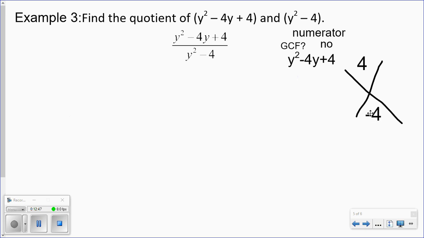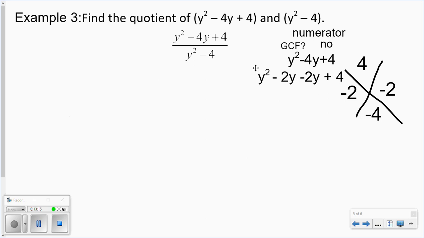And I need to find something that multiplies up to positive 4, but adds up to negative 4. Well, 2 times 2 multiplies up to 4, but that adds to positive 4. So I change the signs. Negative 2 and negative 2 will multiply up to positive 4, and they will add to negative 4. So that's what I'm going to fill in my x with, and that's what I'm going to replace the middle term with as well. So now I have y squared minus 2y plus 4.